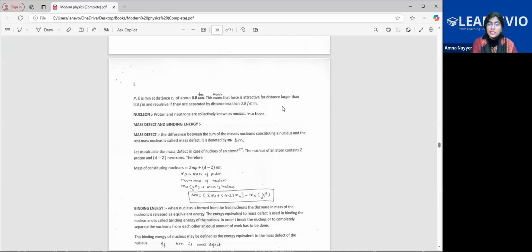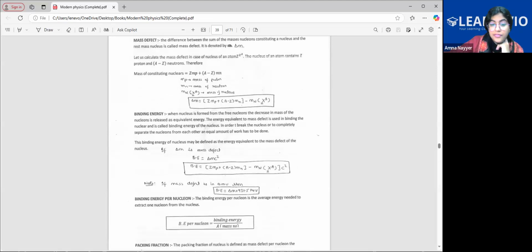Now, when we're talking about the mass defect and the binding energy, we have seen its formula: (ZMP plus (A minus Z) MN) minus M. This is just showing the mass of the nucleus, the entire nucleus. Coming to the binding energy graph, it is there in your syllabus and it is very important. So this is the mass defect formula. What is the mass defect? It is the difference between the sum of the masses of the nucleons constituting a nucleus and the rest mass of the nucleus. This is the mass defect.